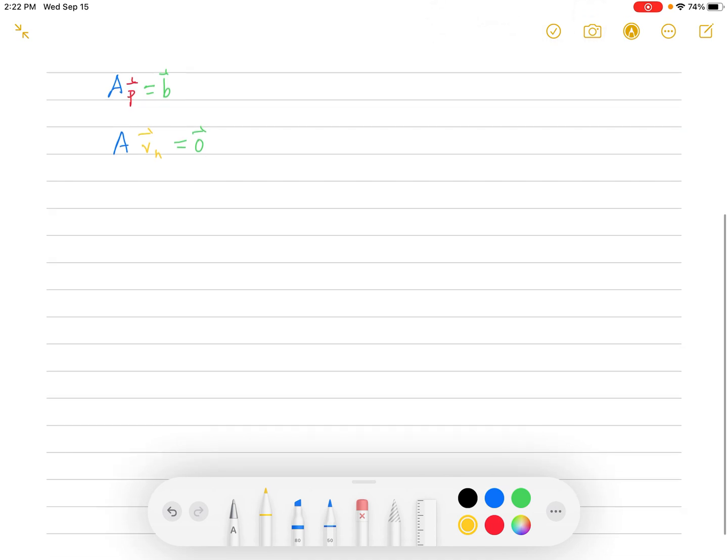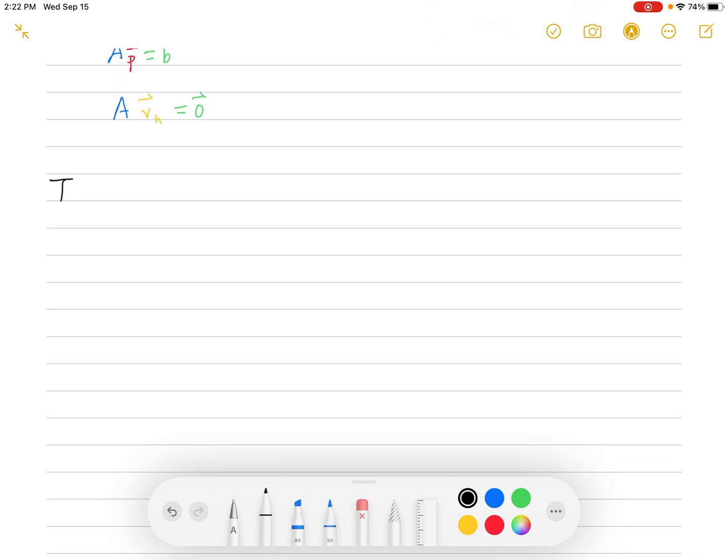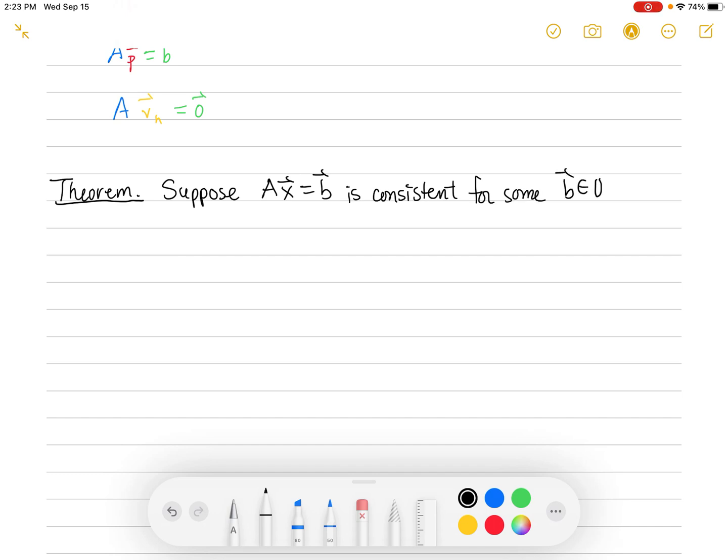So we talked about that briefly. Let's actually go a step further and state a theorem, and then prove it. So this is actually theorem 6, I believe, in your textbook. It says, suppose you have a matrix vector equation AX equals B that's consistent for some B. It doesn't have to be for every B, but just for some B. So let's say there's some B out there in Rm that this is consistent for.